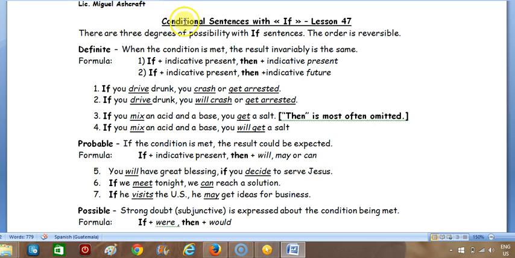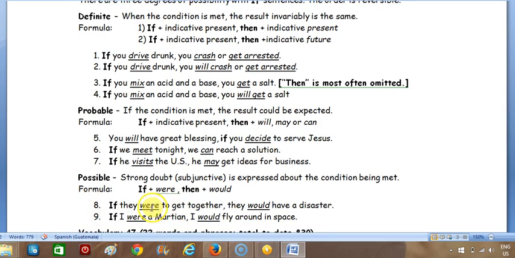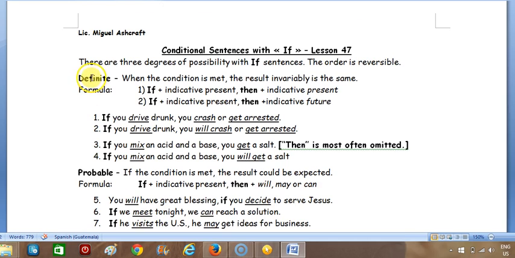Okay, so there are 3 degrees of possibility with if sentences. The order is reversible. The first degree is definite. The second degree is probable. And the third degree is possible. And possible is what we saw when we were looking at subjunctives. We'll look at it again. First of all, let's look at definite. When the condition is met, the result invariably is the same.